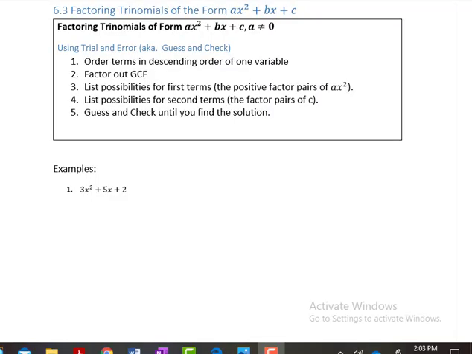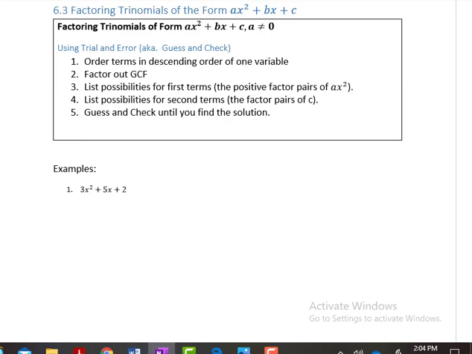So section 6.3, we are going to be factoring trinomials of the form ax squared plus bx plus c. Now the difference here is that our leading coefficient, the coefficient on our x squared term, is no longer 1. It's going to be different.